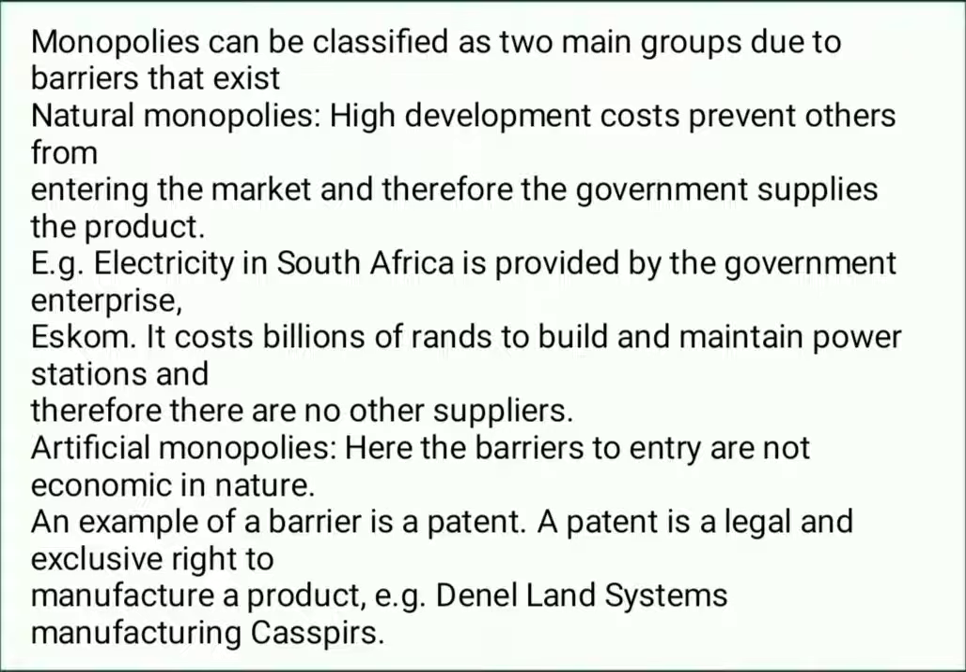For example, the patent to manufacture cigarettes. You can't just wake up tomorrow and say you're going to manufacture cigarettes. You have to get a patent, things like that. That's an artificial monopoly. Here, the barriers to entry are not economic. But in a natural monopoly, there's a high development cost. I need you not to forget that one. Even though you're writing an exam, you need to remember that a natural monopoly is about high development cost, but an artificial monopoly is about government regulations, where you need to get a patent or license to do something.